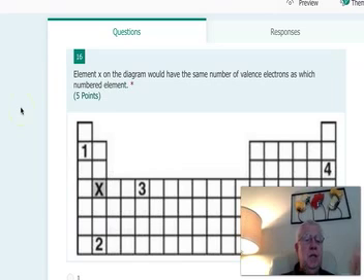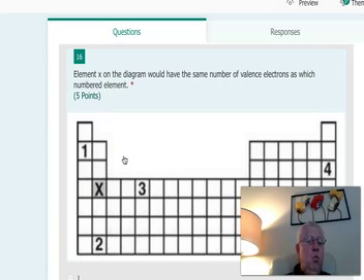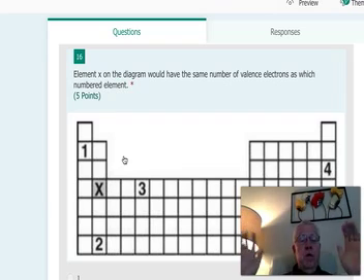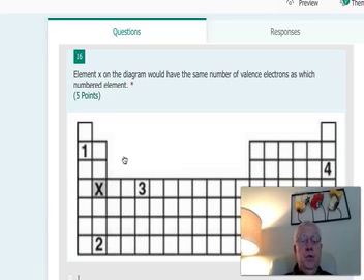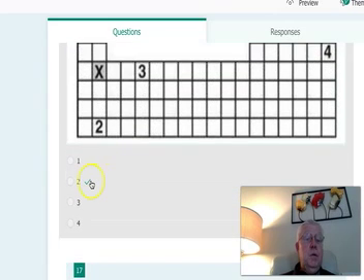All right, now question 16. Element X. Let me find element X. Here's element X. On the diagram, which numbered element would have the same number of valence electrons? I don't even have to go to the periodic chart. This isn't about that. This is just about understanding the organization of the chart. Everything in this column has the same number of valence electrons. So the best answer to number 16 is the number 2 right there. Didn't even have to go to the periodic chart.